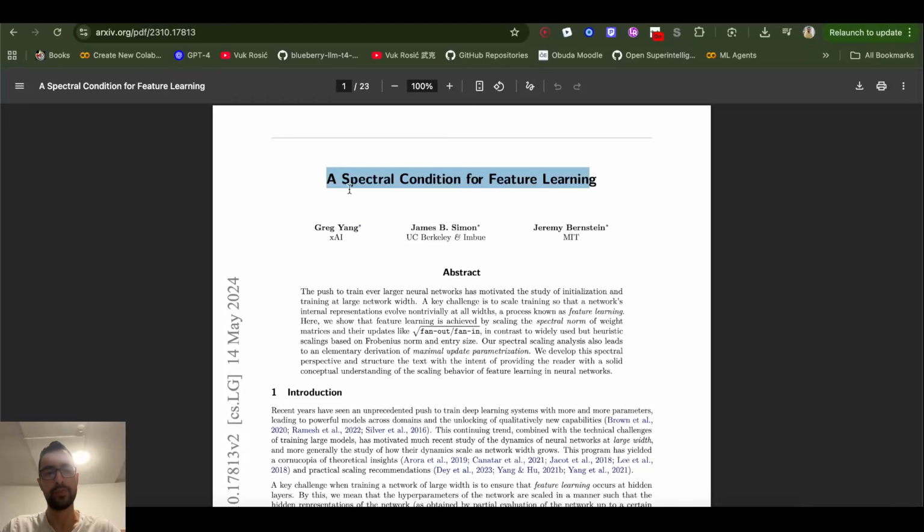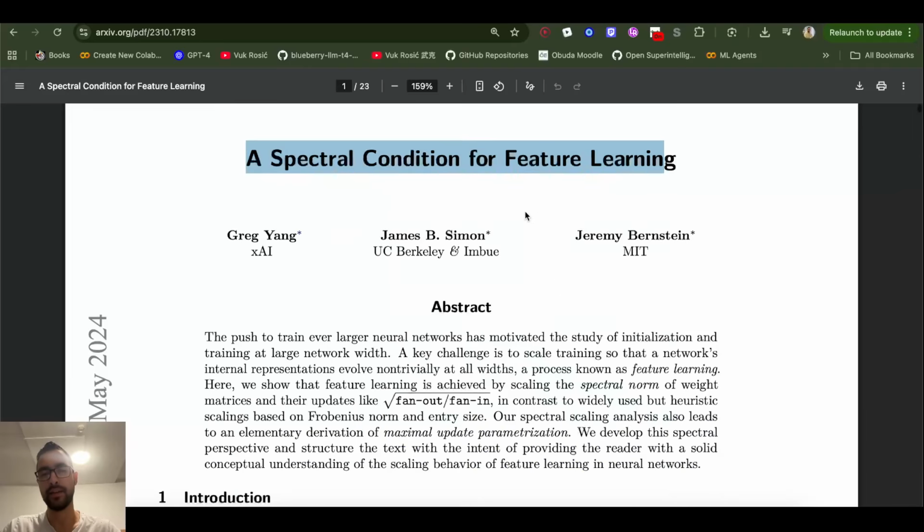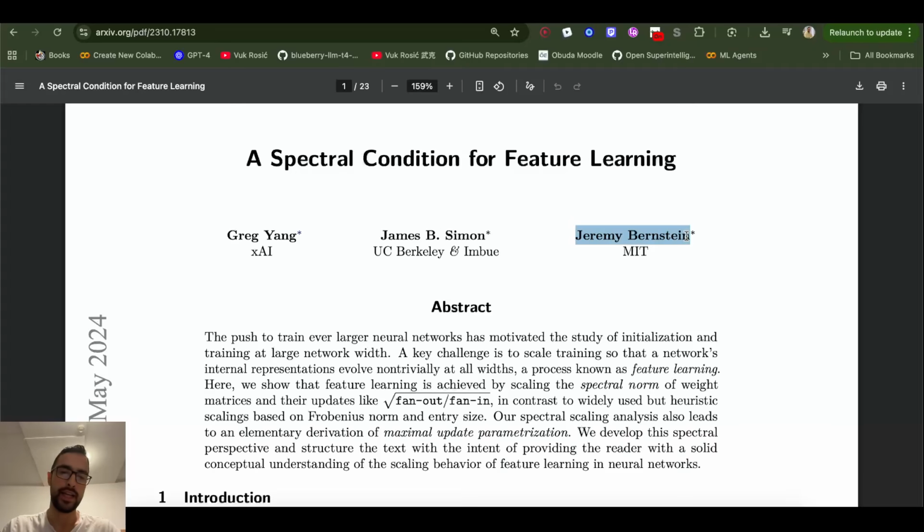He also linked this paper below, a spectral condition for feature learning. And I know this guy is famous for muon optimizers. So the new best optimizer, he does a lot of theory on that, which I actually do for my thesis as well. So I'm reading his posts.